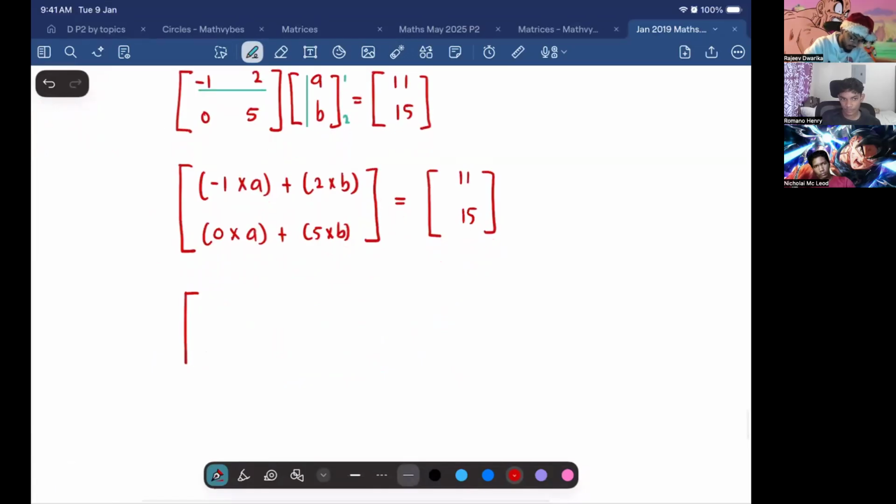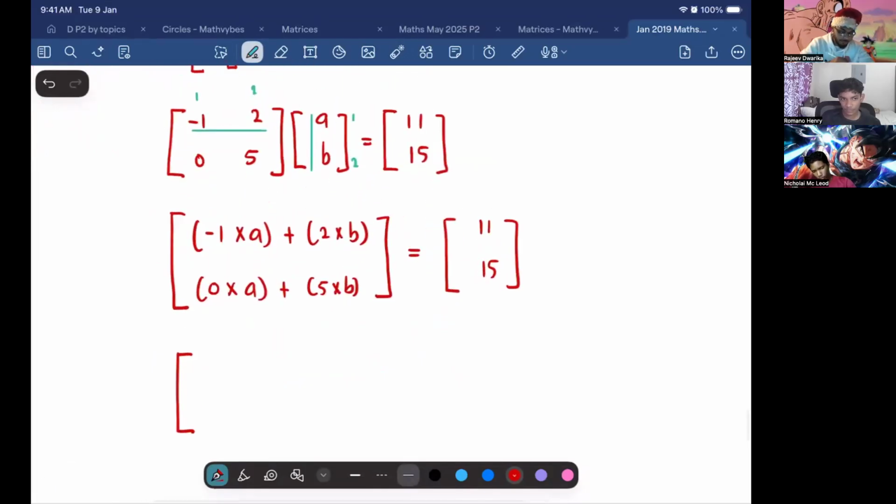Let's just simplify the left-hand side. What is minus 1 by A? Negative 1A. I could just write negative A, it's understood to be 1. What is 2 by B? 2B. Right? What's 0 by A? 0. What is 5 by B? 5B. I really like this question. It's a nice question.